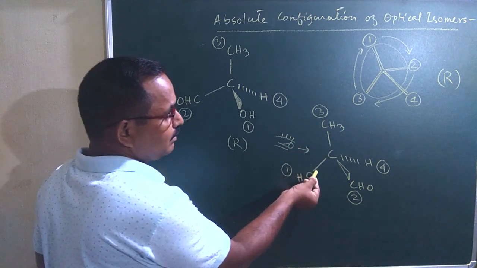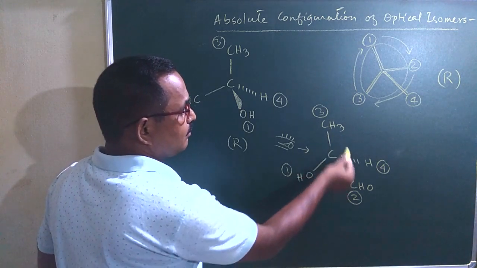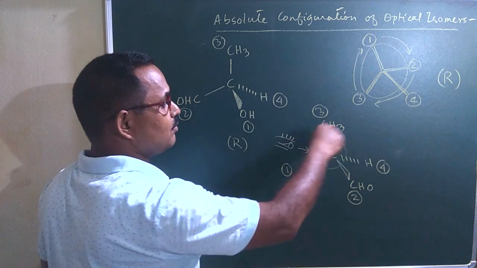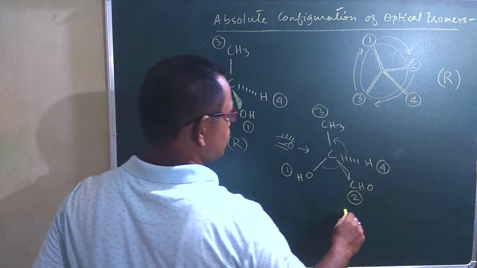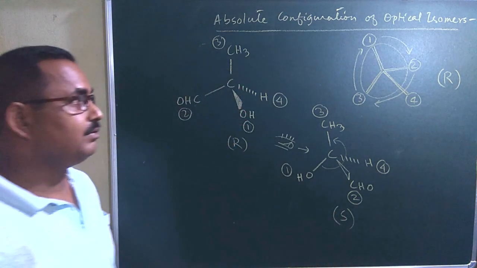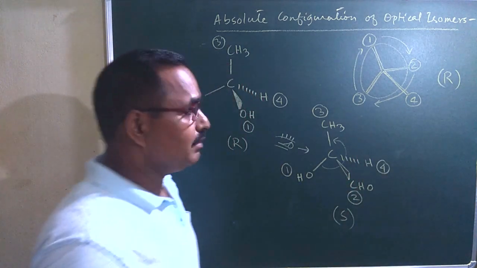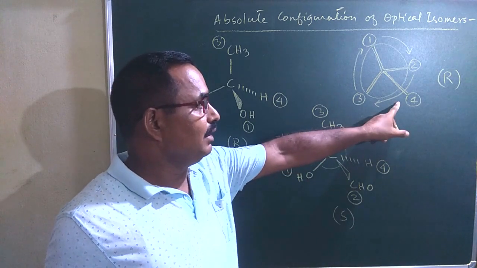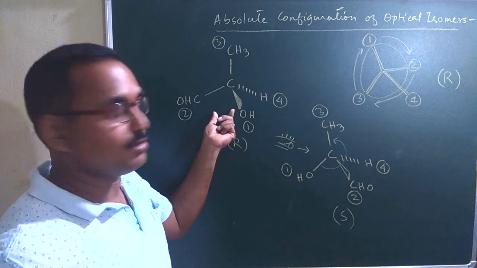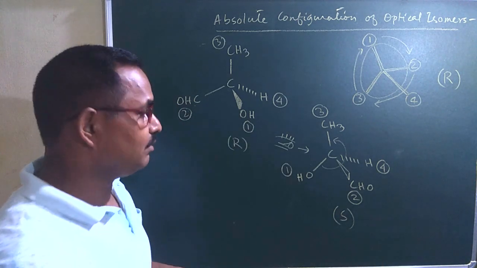This is 1, then go to 2, then go to 3. What is the rotation? This is the rotation. The rotation is anti-clockwise, okay? So this is S configuration. So this model is called steering wheel model. By using the steering wheel model, we can write the absolute configuration of an optical isomer which is depicted in wedge and dash representation. Okay.